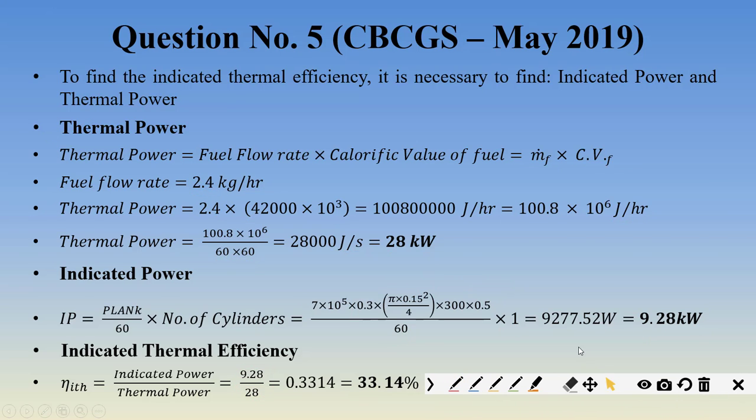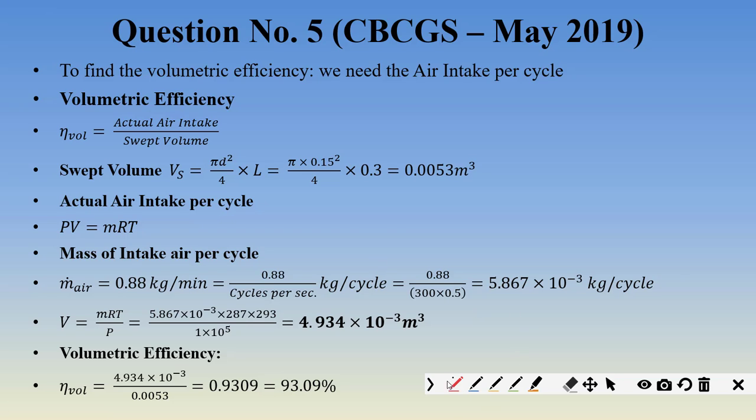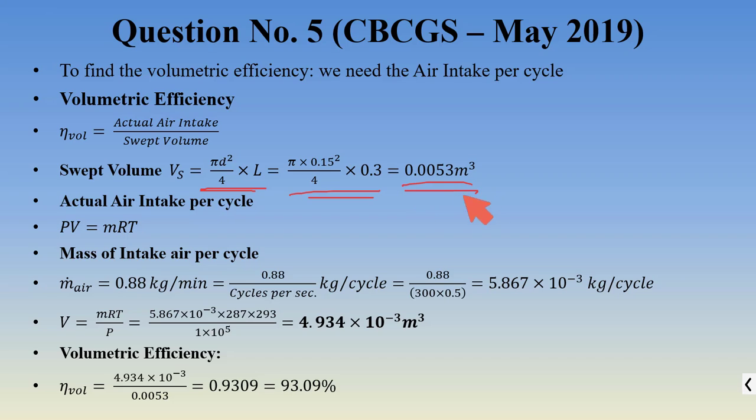What is the next part? We have to find the volumetric efficiency. Just as I told you now, volumetric efficiency is actual air intake divided by swept volume. So we can find the swept volume, pi by 4 d square L. That is what I have done over here. It comes out to 0.053 meter cube.